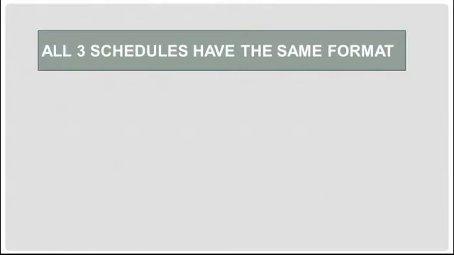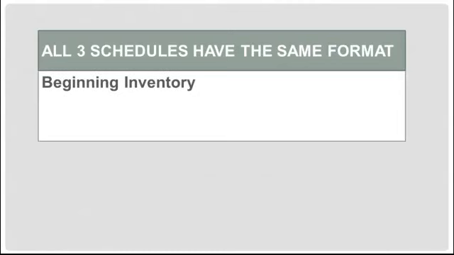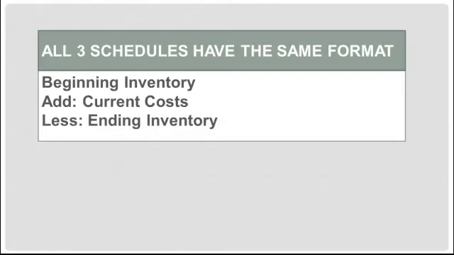And that format is you start with beginning inventory of some sort. So for direct materials used, of course, it'll be beginning direct materials. Then you add the current cost related to that inventory. Then you subtract the ending inventory, and that will give you one of the 3 schedules. Now there are some subtotals in between if you want a nice looking presentation for the schedule, but this is the basic computation. Beginning plus current cost minus ending inventory.